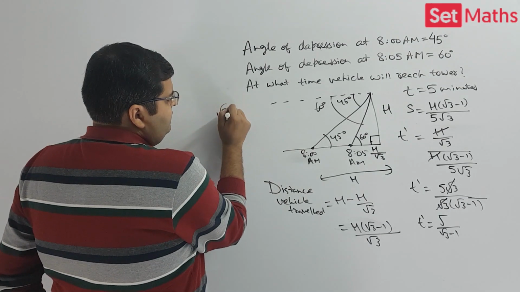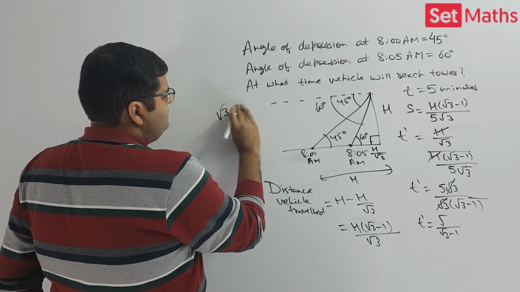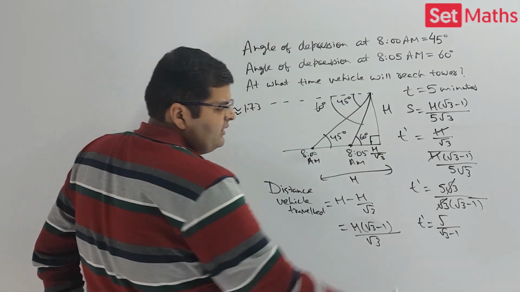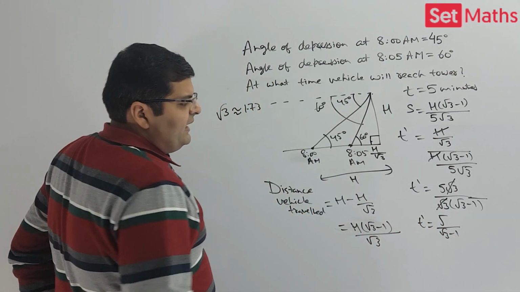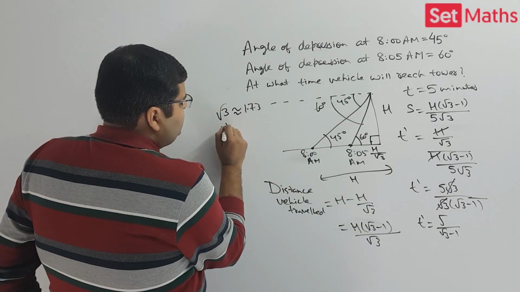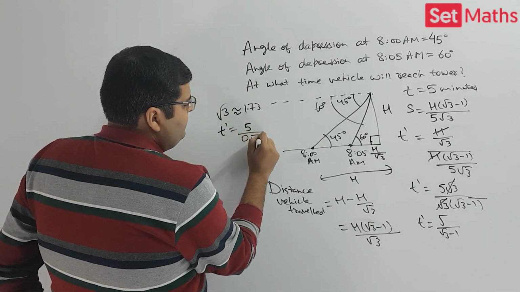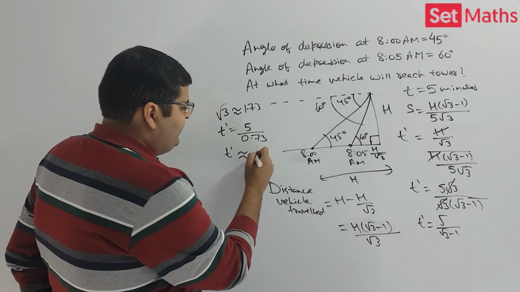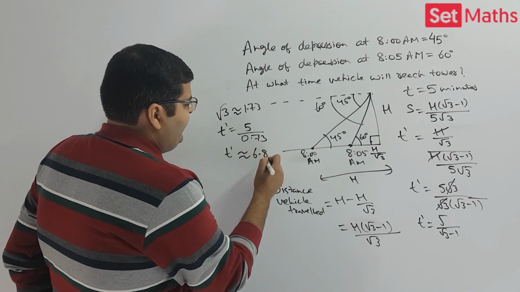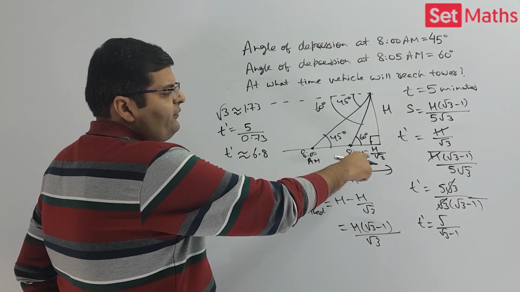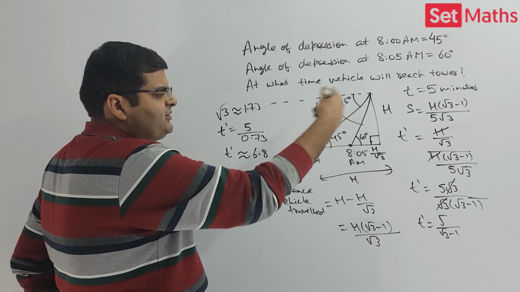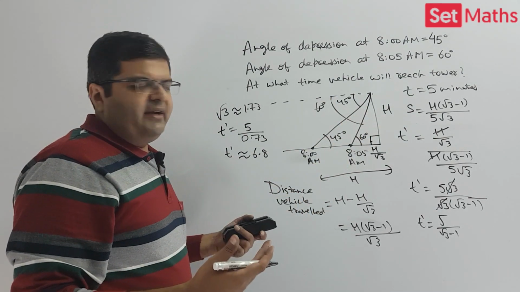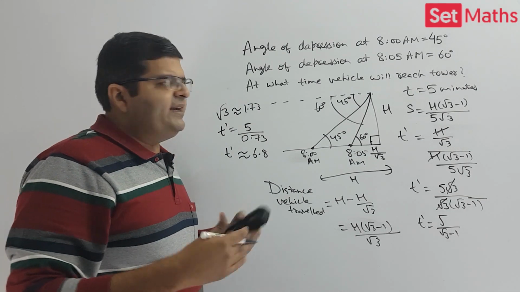Root 3 is approximately equal to 1.73. So 1.73 minus 1 is 0.73. So t dash is 5 upon 0.73, which is approximately equal to 6.8. So from 8:05 it is going to take 6.8 minutes more. From 8:05, 6 minutes more is 8:11, and 0.8 minute is 48 seconds.